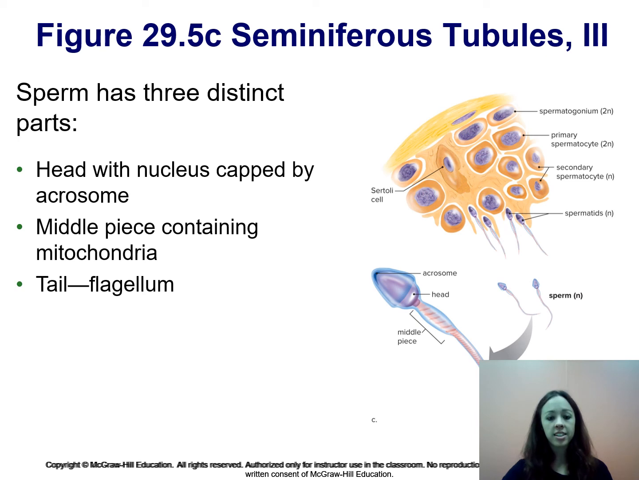The middle piece contains a lot of mitochondria, which produce a lot of ATP for the sperm to swim up the vagina. The tail is the flagellum, and if you guys can remember from last week, the flagellum moves in a corkscrew-like fashion, which helps propel the sperm up the vagina. And the sperm is the only human cell that does contain a flagellum.